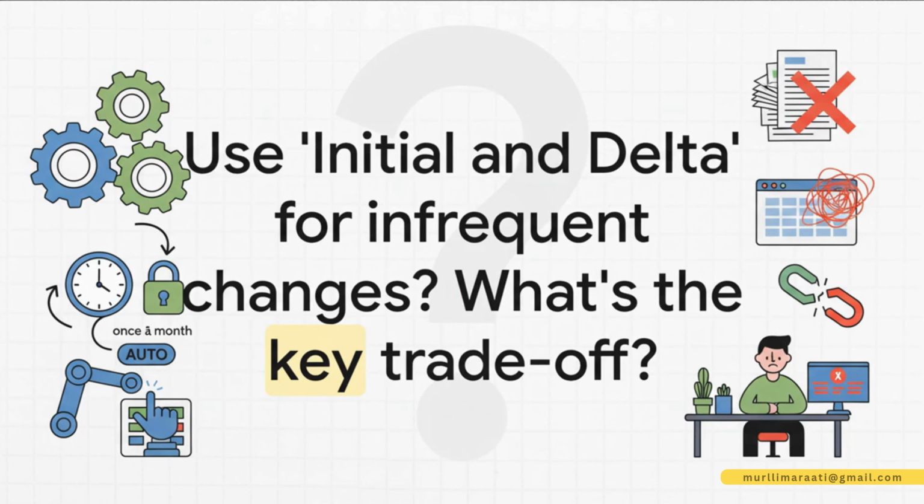Okay, so this brings me to a little technical question for you. Let's say you have a source table, but it only changes like once a month, infrequently. Why might you still go through the trouble of setting up initial and delta instead of just doing a simple initial-only load? What's the real trade-off you're making there? Think about it. It's really about building a future-proof, automated process versus taking on manual risk down the line.